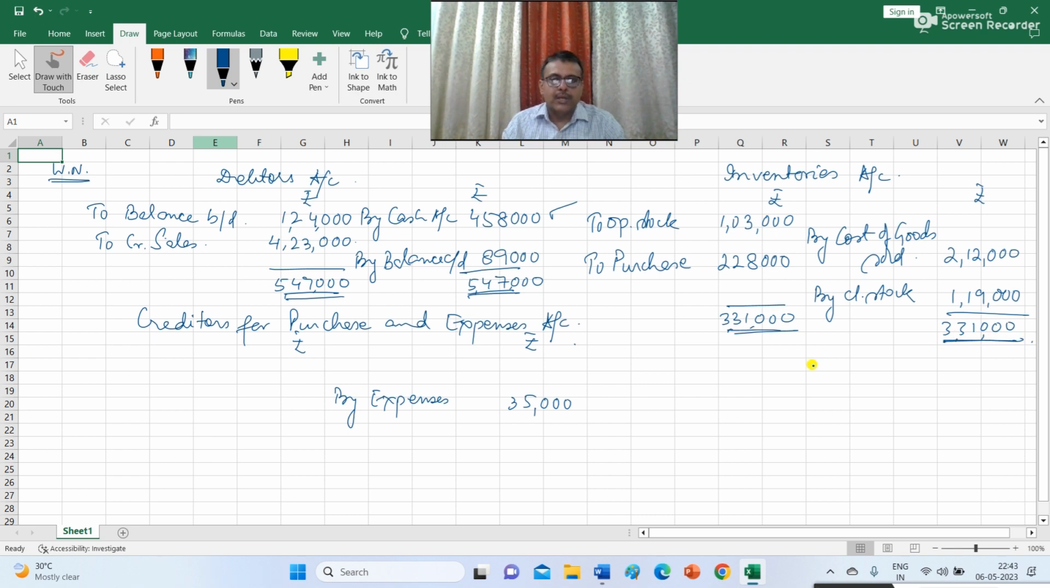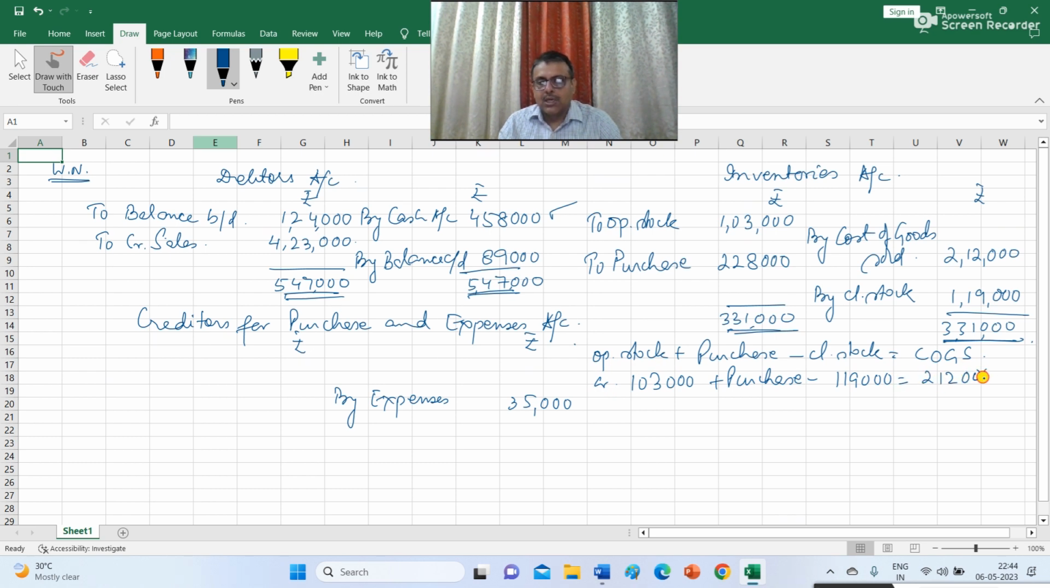You can also calculate by the following equation: opening stock plus purchase minus closing stock is equal to cost of goods sold. You know the amount of opening stock 1,03,000, plus purchase, minus closing stock of 1,19,000, is equal to cost of goods sold 2,12,000. So the amount of purchase is equal to 2,28,000.